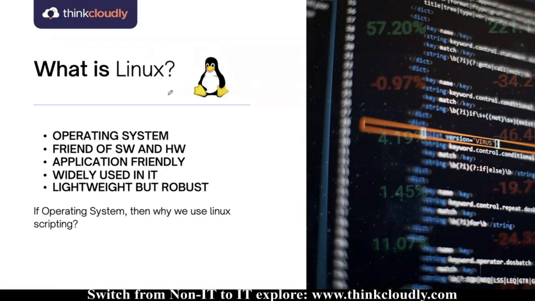So Linux. A lot of people think, if Linux is written in the job description, that Linux is a scripting language. But to be honest with you, Linux is an operating system. Now, what is this operating system? Let's understand what an operating system is.